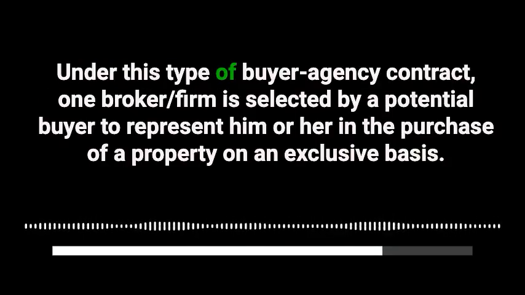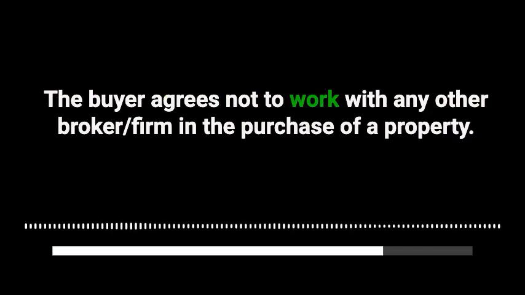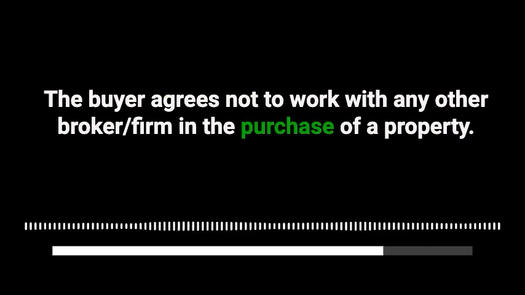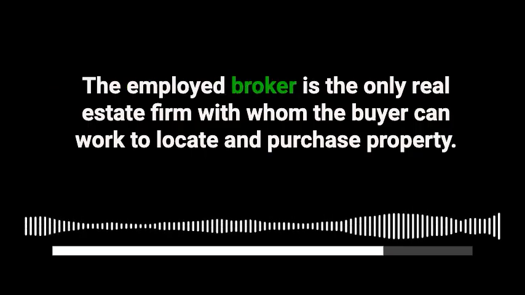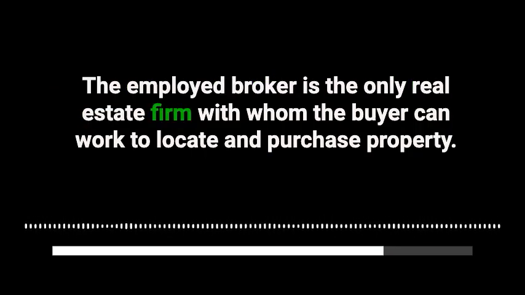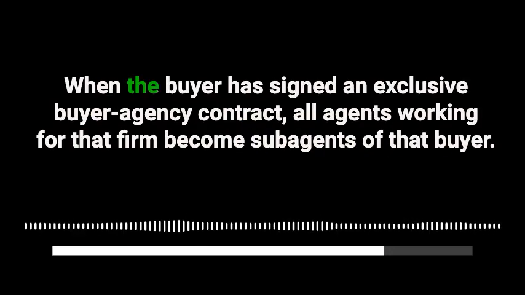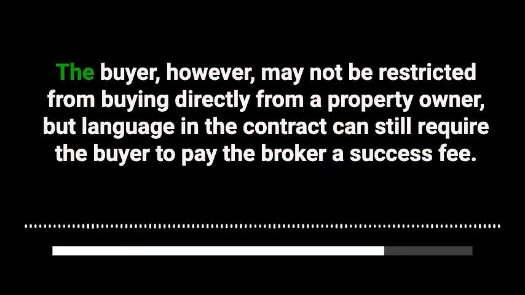Exclusive buyer-agency agreement. Under this type of buyer-agency contract, one broker firm is selected by a potential buyer to represent him or her in the purchase of a property on an exclusive basis. The buyer agrees not to work with any other broker firm in the purchase of a property. The employed broker is the only real estate firm with whom the buyer can work to locate and purchase property. When the buyer has signed an exclusive buyer-agency contract, all agents working for that firm become subagents of that buyer.